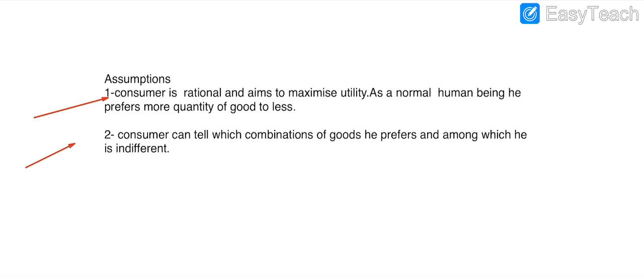Second, the consumer can tell which combination of goods he prefers and among which he is indifferent. It means the consumer has different combinations, and it is up to the consumer which combination he is going to prefer according to his own choice.